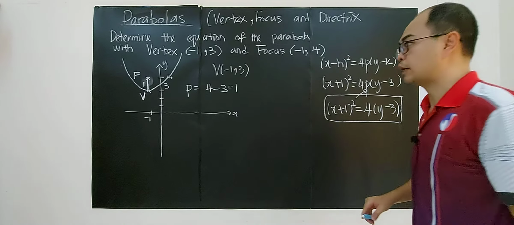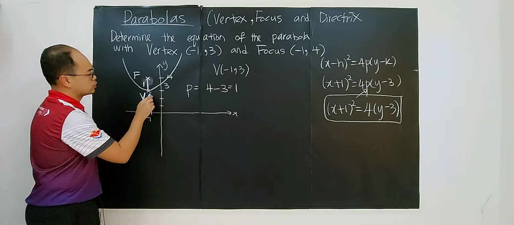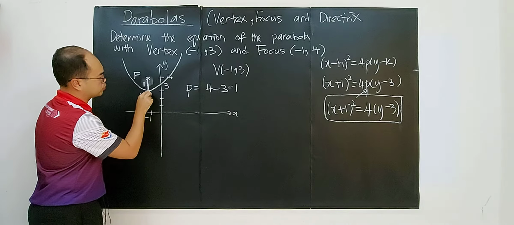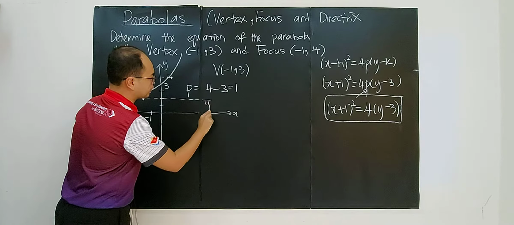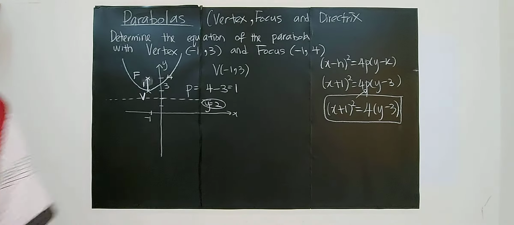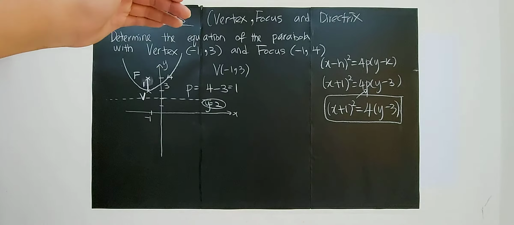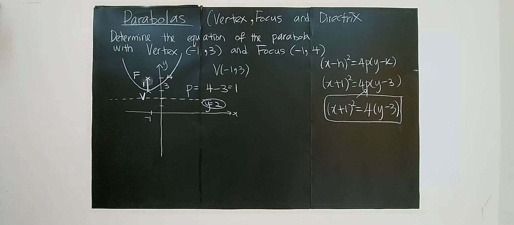Very easy, right? Just with the vertex and focus, you can find the equation of a parabola. And you can also find the equation of the directrix. Because the focus is 1 unit from the vertex, 3 becomes 2, so y equals 2 will be your directrix. Just by looking at the vertex and focus, you can get the equation and the directrix of the parabola.